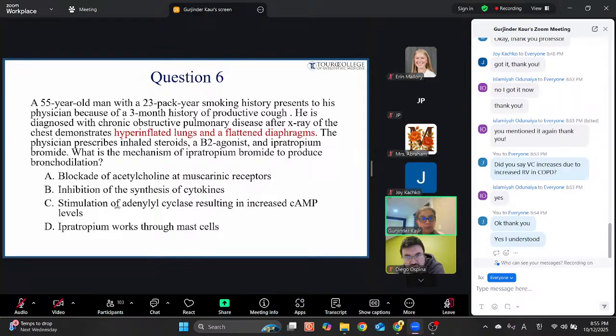So this was the question that I was talking about. Now, tell me who can be a volunteer after reading the stem. What do you get from the stem, really? What does it tell you? You have to look at the age, the smoking history, productive cough, obstructive disease.